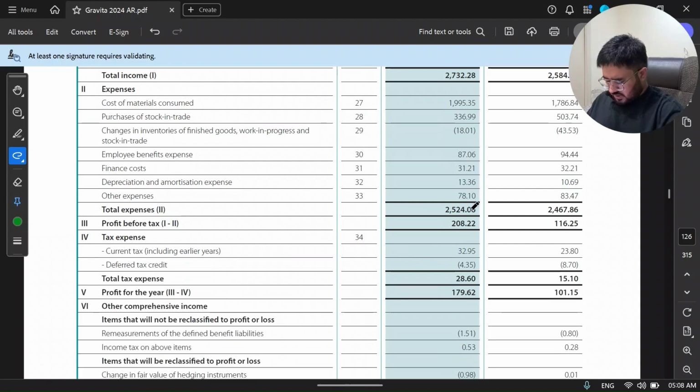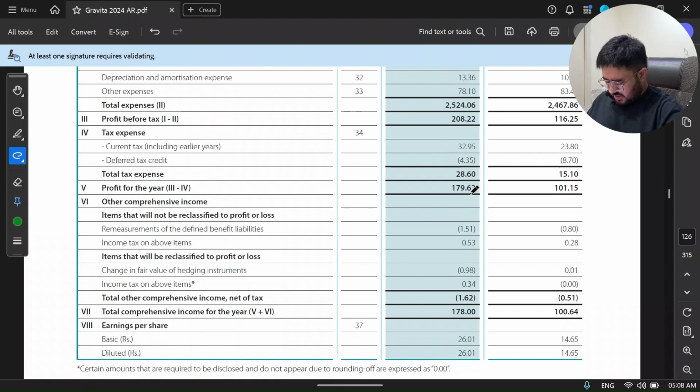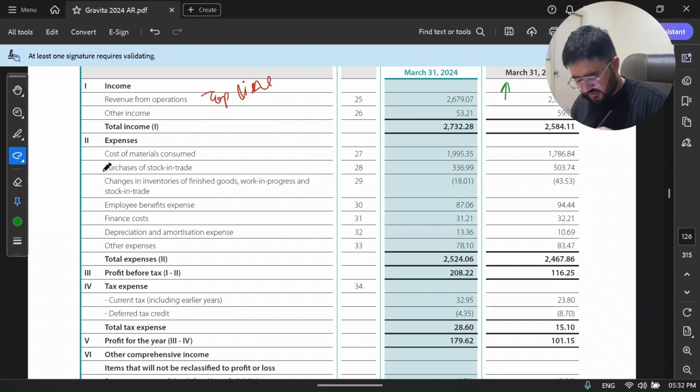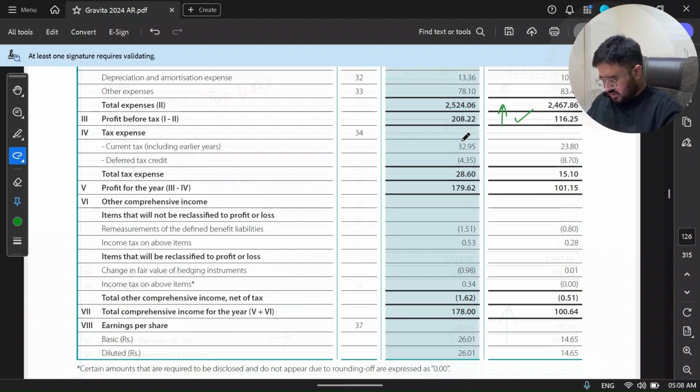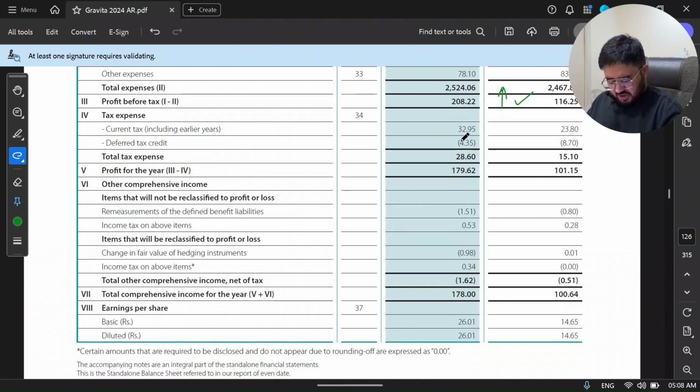So let's now see profit after tax. Over here, if you may see, it has increased from 101 to 179 crores, which is good. So this is earning per share. Earning per share was 14. It is now 26. Increased. Good.